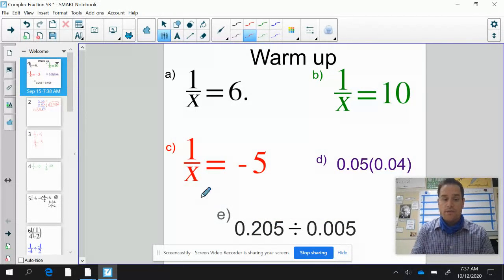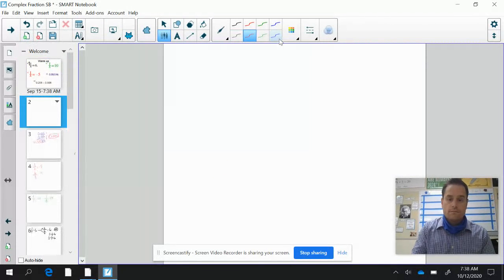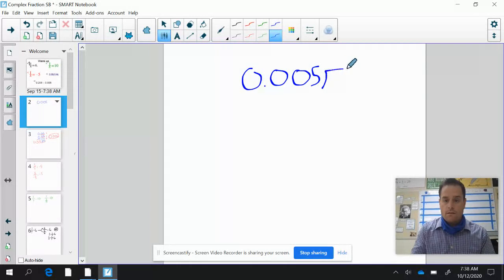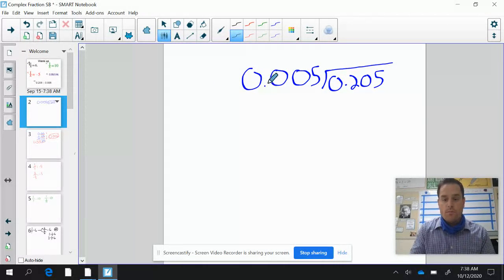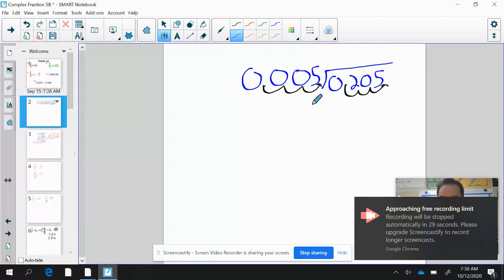0.205 divided by 0.005. First thing we're going to do is write this down, and make sure I wrote that down right. And then we're going to make sure that we move this decimal so we have a whole number. 1, 2, 3. So we have to move this decimal over exactly 1, 2, 3. And then the big thing here is you want to rewrite this. That's the same exact thing. This problem is the same exact thing as 205 over 5.